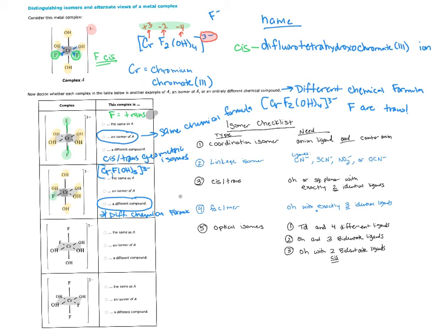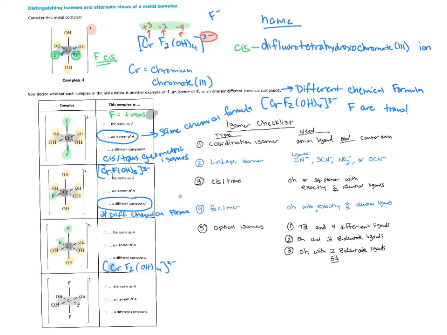Let's look at the next example. I do have chromium in the center. I have 2 fluoros, and I have 4 hydroxos. So I can see this is the same chemical formula. We could write that if we wanted to: CrF2OH4, 3 minus. Same chemical formula, and now we have to see if it's an isomer.